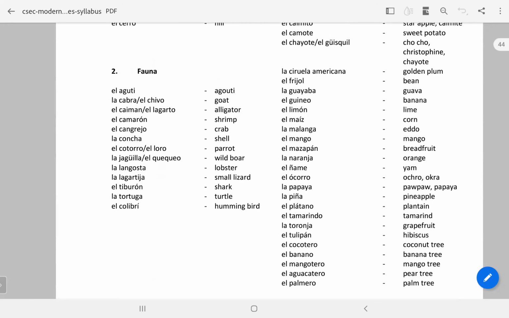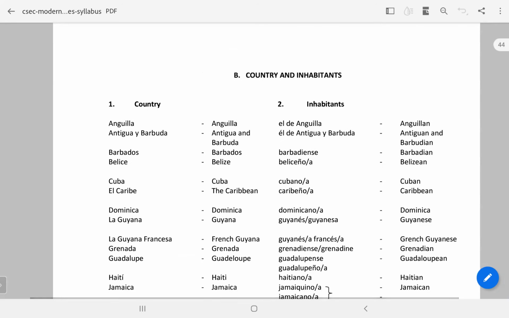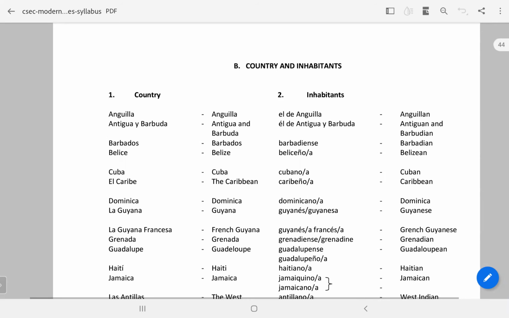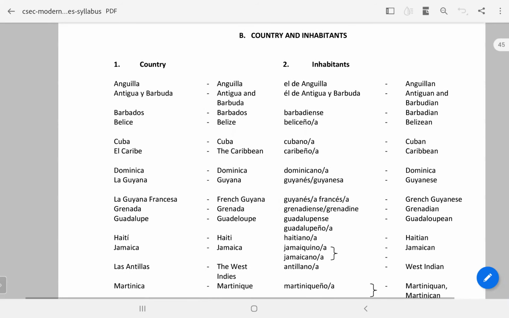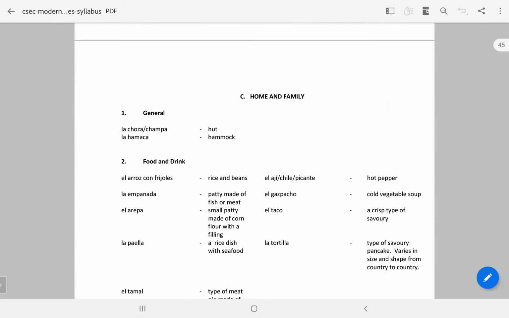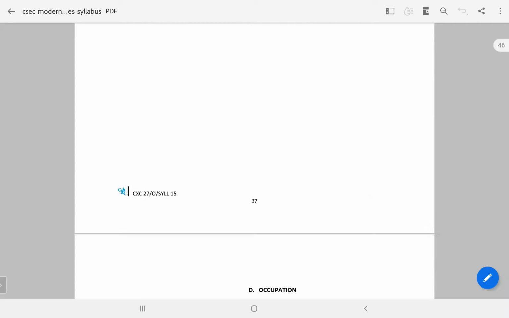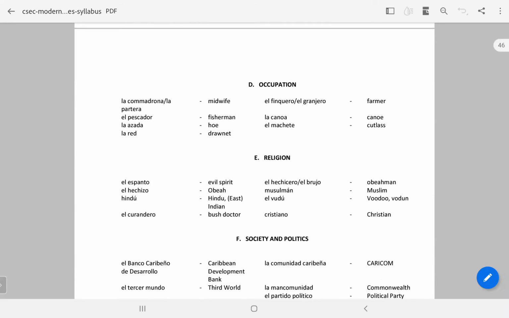Right, you're seeing a lot of stuff here, really nice stuff. Okay. Country and inhabitants, so Caribbean people, very important. This is a word that CXC recognizes, right? And then each, well, categories.